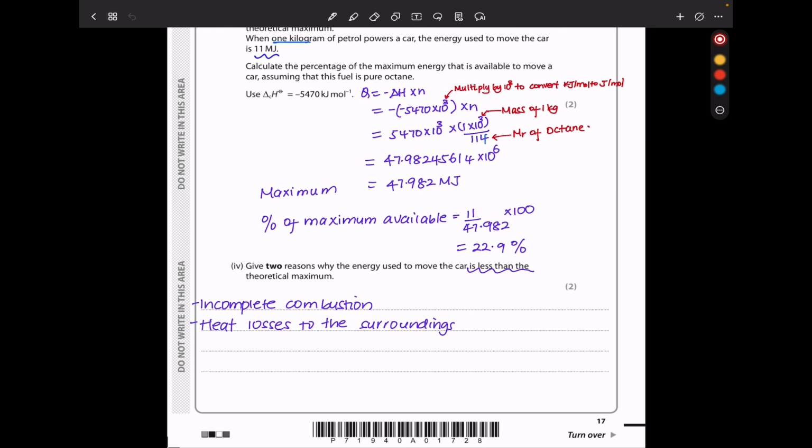And next they say give 2 reasons why the energy used to move the car is less than the theoretical maximum. Easy, this is incomplete combustion that could occur, as well as heat losses to the surroundings.